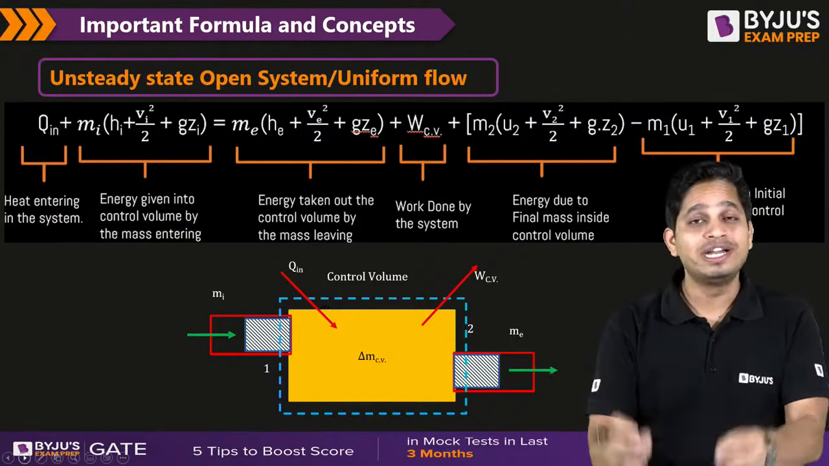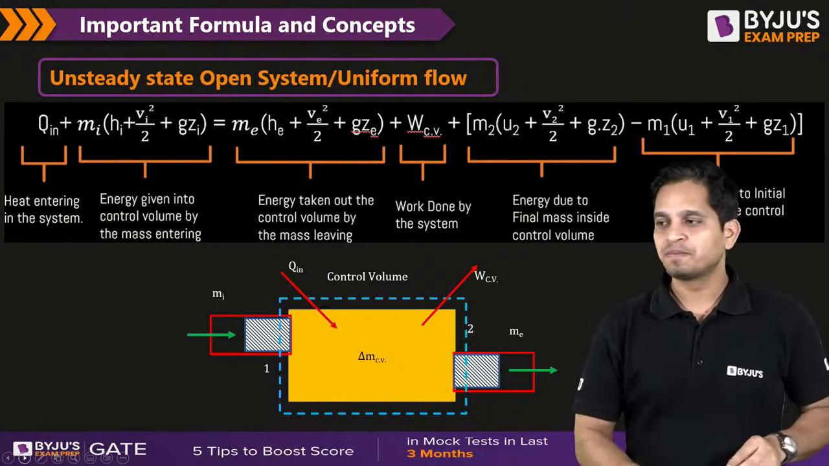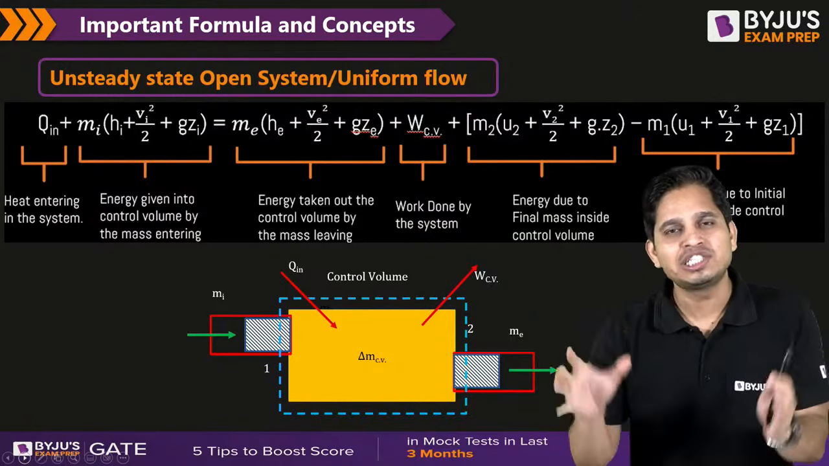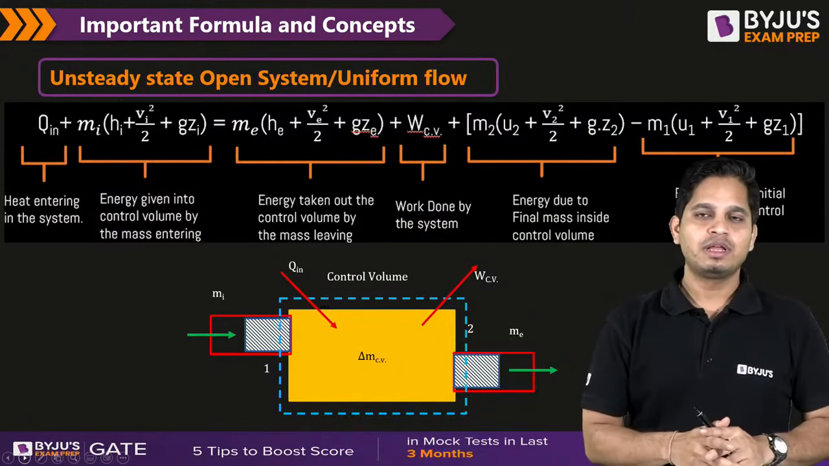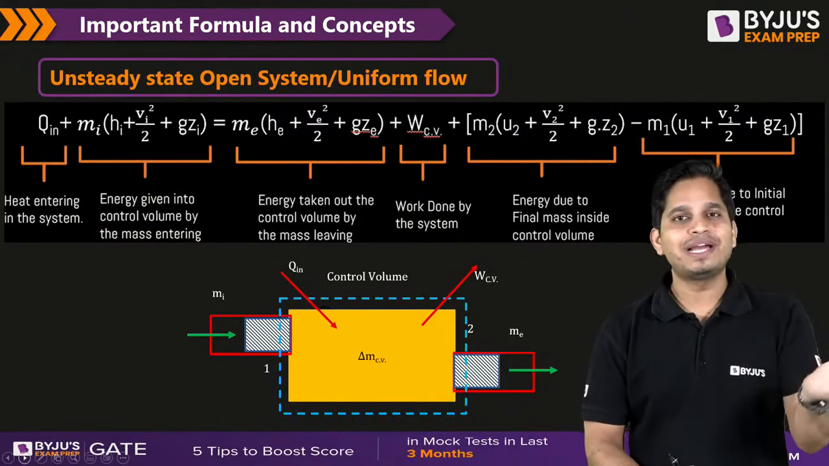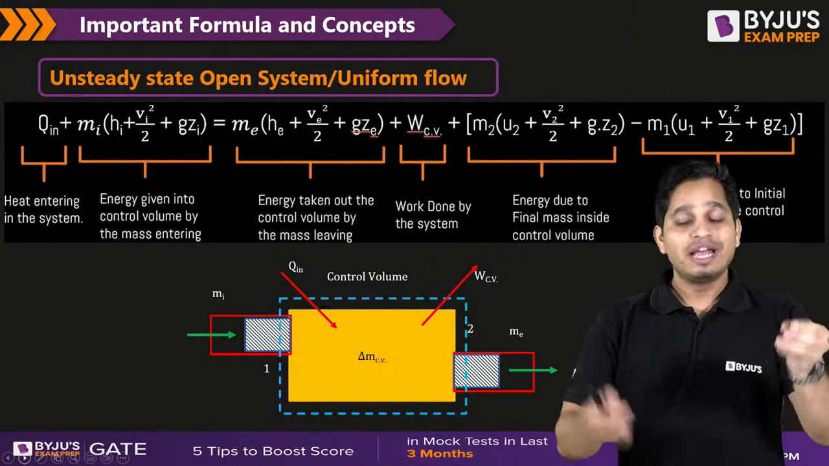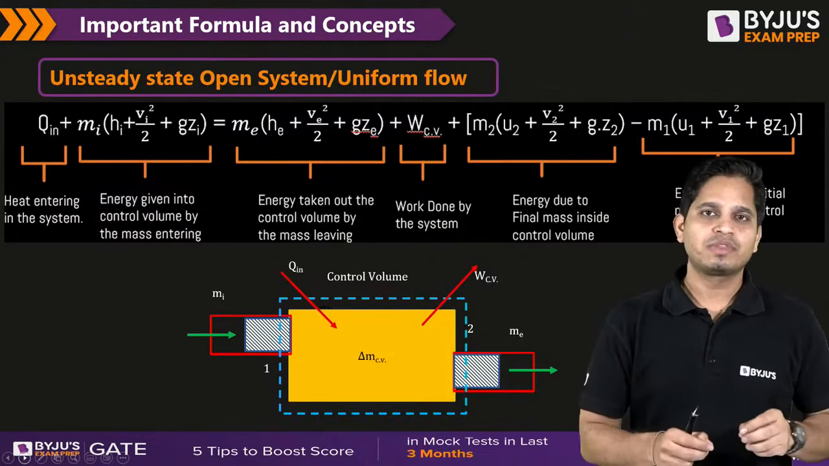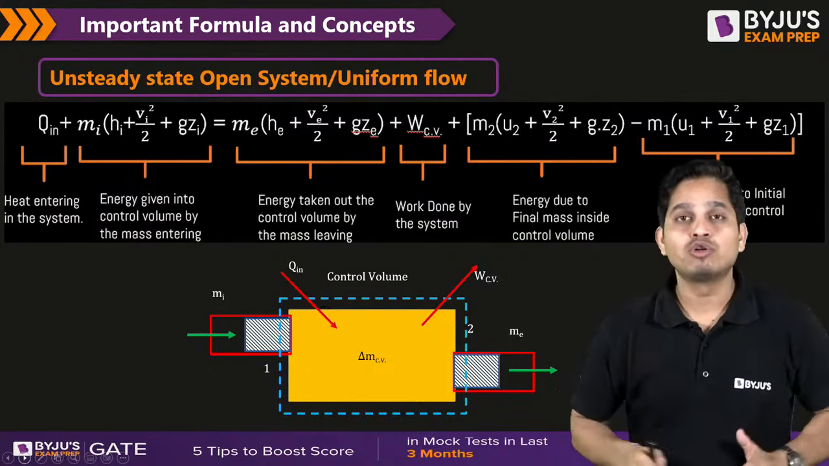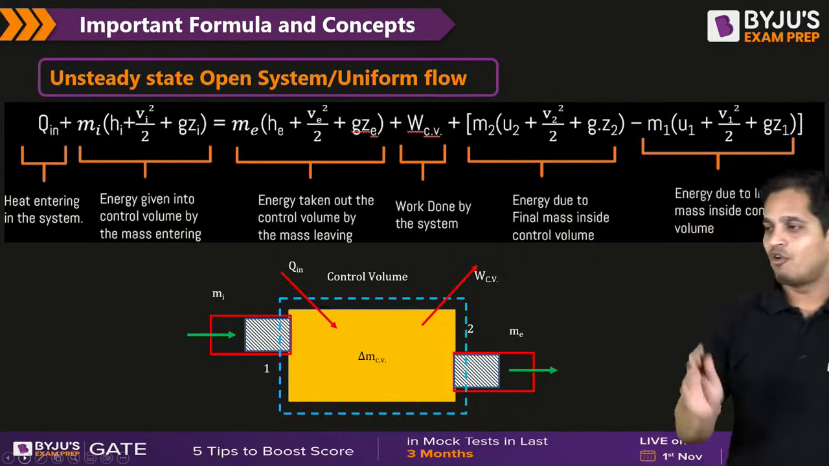Write this equation 20 times, 30 times, 40 times, unless you are able to draw the diagram and write this equation by yourself. As long as you are going back and turning the pages and coming back, there is no use. Write this equation at least the number of times that is required so that you can write it yourself. That's all. Okay, chalo. Now what is the significance?